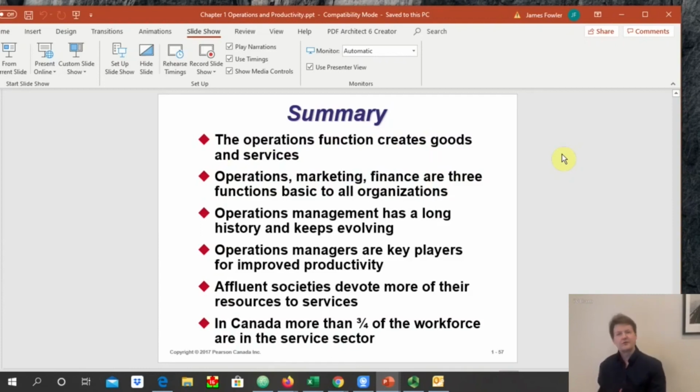So I hope you found this helpful as an introduction to chapter 1. Again, please be sure that you go into the link into my labs and you go into the e-text and carefully read through and look at all the examples and everything that's available on chapter 1.